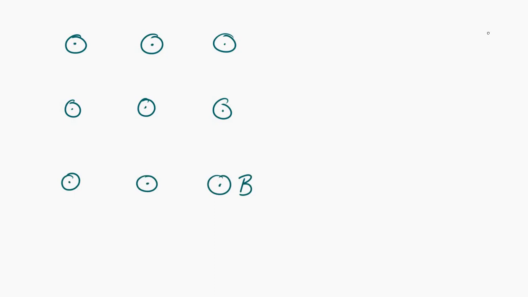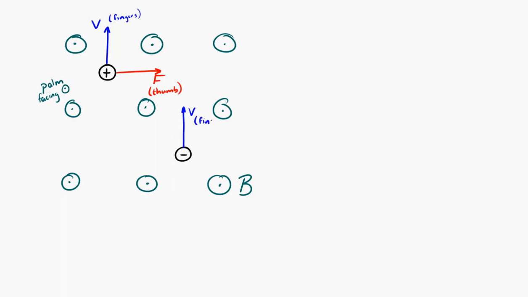Try it out. Take your right hand, lay it out so your thumb is perpendicular to your fingers, and point your fingers in the direction of the velocity. Orient your palm so that the magnetic field is coming out of your palm. Then your thumb will point in the direction of the force, which is to the right. If it's a negative charge, your hand would be oriented the same, but the force is in the direction opposite the thumb.